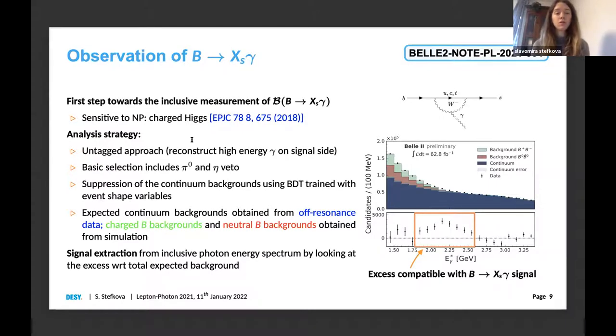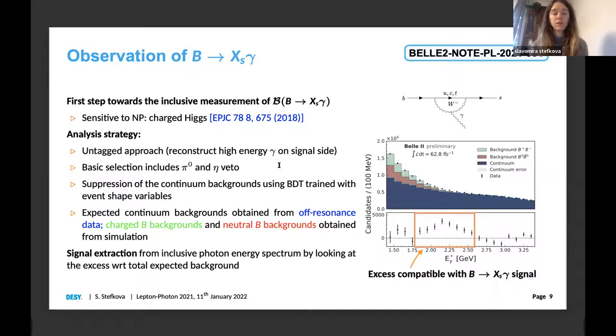So here the theoretical uncertainty is not as big, and the new physics scenario that one could probe here is, for instance, the charged Higgs. So this analysis and the first signal that we have seen here in Belle II was done using an inclusive approach. So we have only reconstructed one high energy gamma on the signal side.